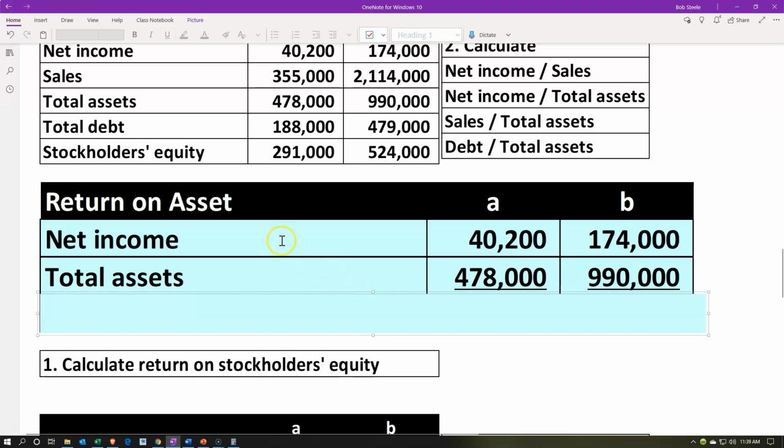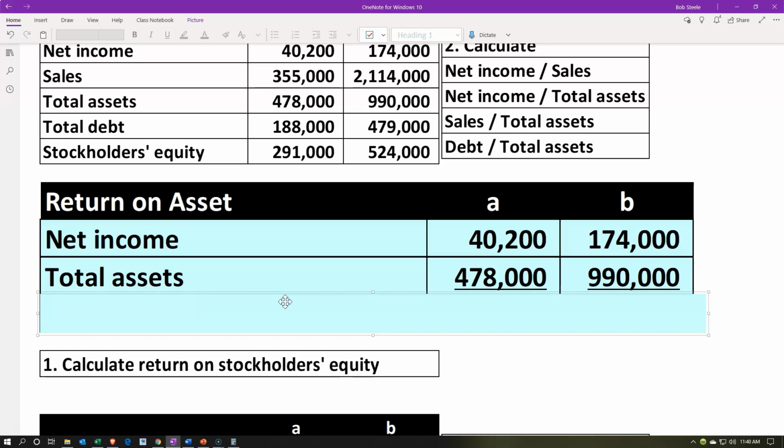So once again, we have an income statement item and a balance sheet item. Therefore, you might see this written as net income divided by average total assets, most common average being the beginning of the period plus the end of the period divided by 2. We're looking at a measure of how well we're using the assets now.